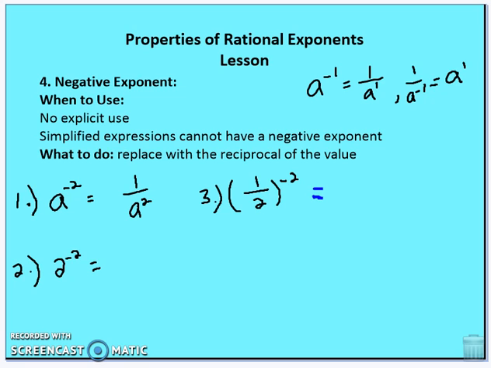In this case, what a negative exponent means is not that we're applying a negative sign in front of the value, but we're taking the reciprocal of the value that has the negative exponent, and then we're applying the absolute value of that exponent to that value. So a to the minus 1 is the same as 1 over a to the first power, 1 over a. Next example, a to the negative 2 is 1 over a squared. Number 2, 2 to the negative 2 is 1 over 2 squared, or 1 over 4. And then the last example, 1 over 2 to the negative 2 is 2 over 1 squared, or 4.